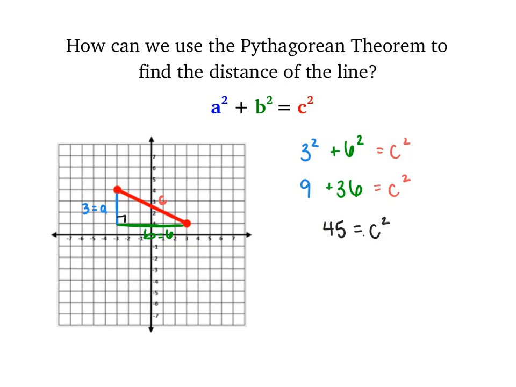Remember, to get c by itself, I would have to square root both sides. It doesn't give me a whole number by any means, but it's 6.708. So I'd want to check my rounding instructions. Let's say I was wanting to go to the 10th place. My final answer would be 6.7. If I wanted to go to the 100th place, my final answer would be 6.71 units.